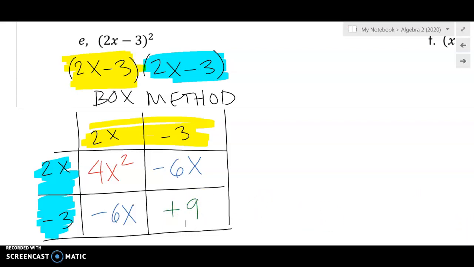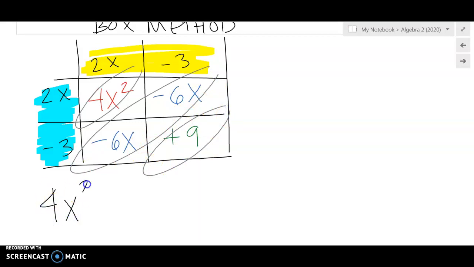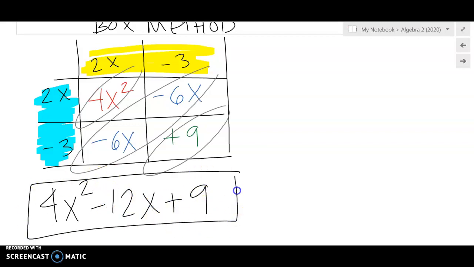And I did these colors on purpose because hopefully you kind of see on the diagonal, those are the like terms. So when I write my answer, it makes it kind of nice. So I'm going to start with 4x squared, that goes first. On the diagonal, the blue pieces are like terms, so I combine those to -12x, and then the green positive 9 would go next. So that's the box method. You could do that for any problem, or you could do the foiling stuff. Either one works. It does not matter. You pick whichever one you like, and kind of go with it. I know some people like the box because it keeps it nice.